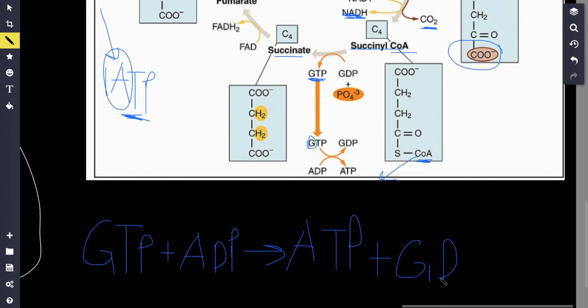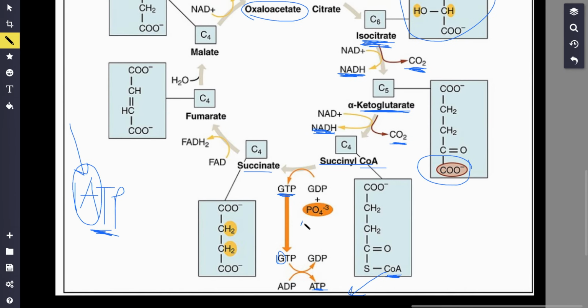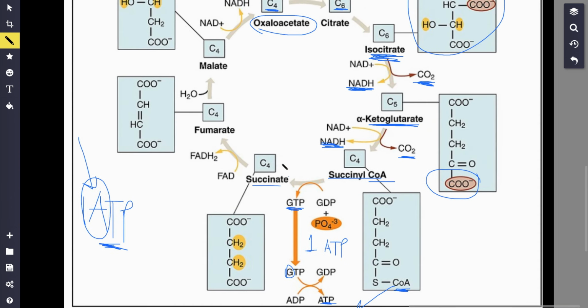So you kind of see what I did here, right? This is triphosphate. GTP gives one of its phosphate groups to ADP, so now it becomes ATP. However, because GTP lost one of its phosphate groups, it becomes GDP. It's like they just swap phosphate groups. But at the end of the day, we're going to produce one ATP from this. So to keep things simple, let's just say we produce 1 ATP from all of this.